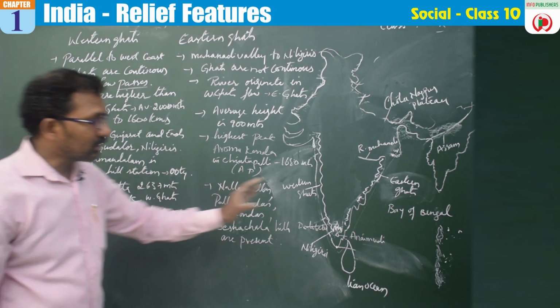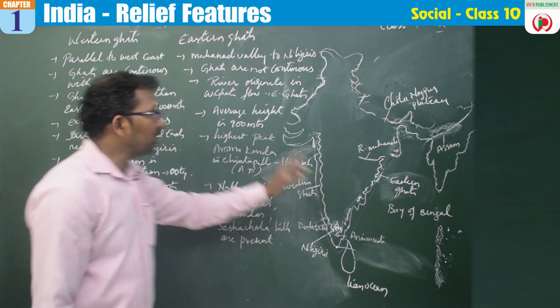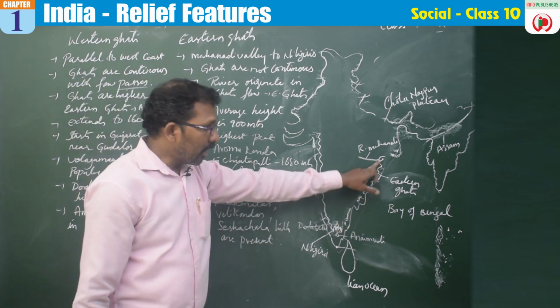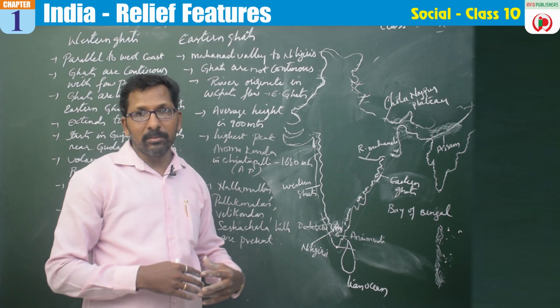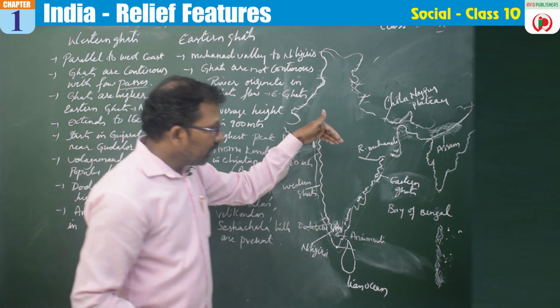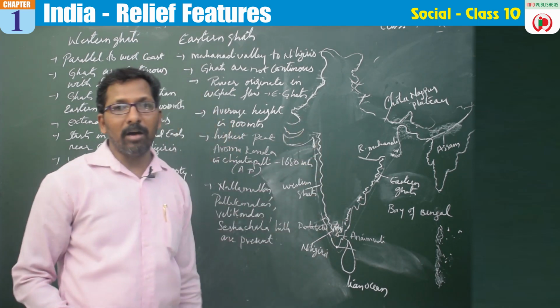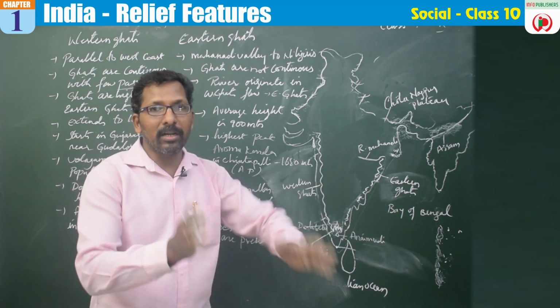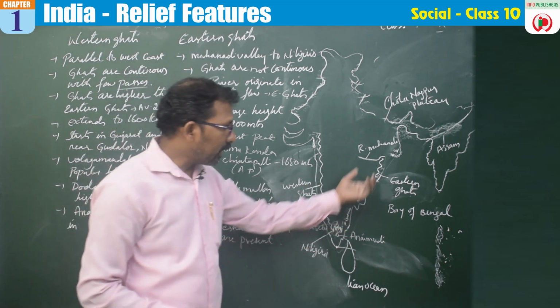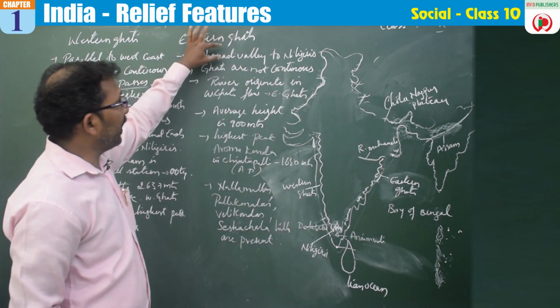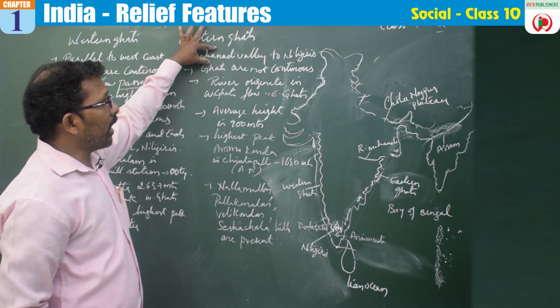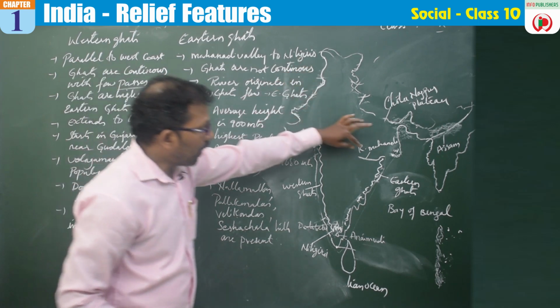Then what about the Eastern Ghats? The Western Ghats are continuous. But are the Eastern Ghats continuous here? No. They are broken. Why are they broken? Because in between there are many rivers flowing. They are cutting these Ghats, and that's why they are not continuous. So, Eastern Ghats start from the Mahanadi Valley to Nilgiris.